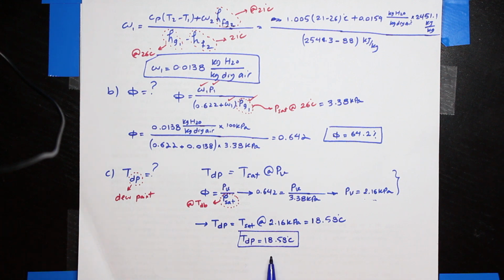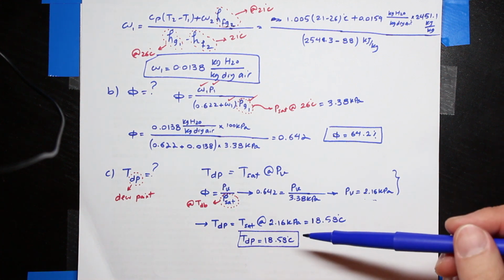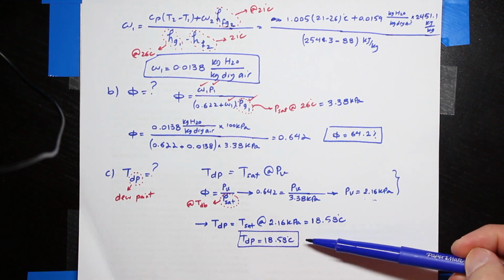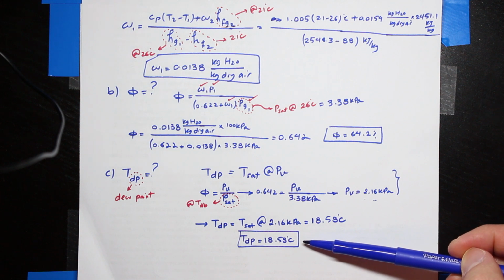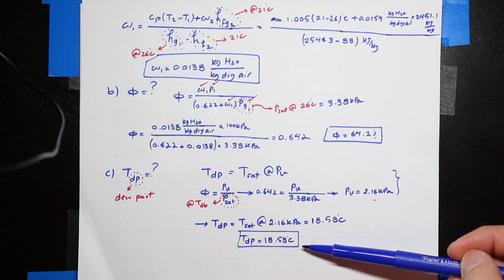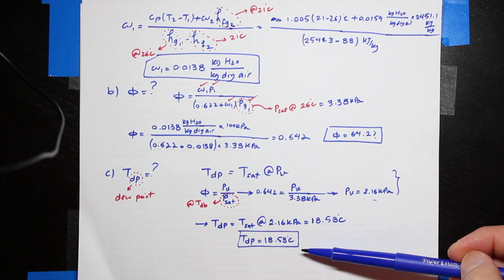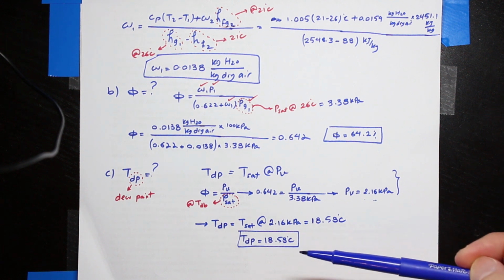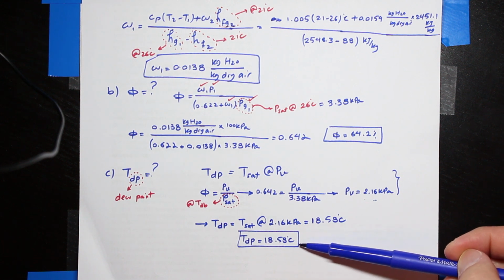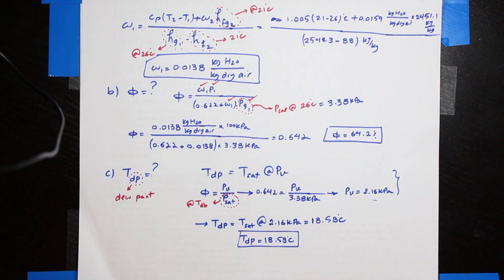So this temperature simply means if the temperature of the room drops below this temperature, let's say if we have a temperature of 17 degrees C, then we have lots of condensation in that room. For any temperature below this much, we have condensation. All right, that's the definition of dew point temperature.